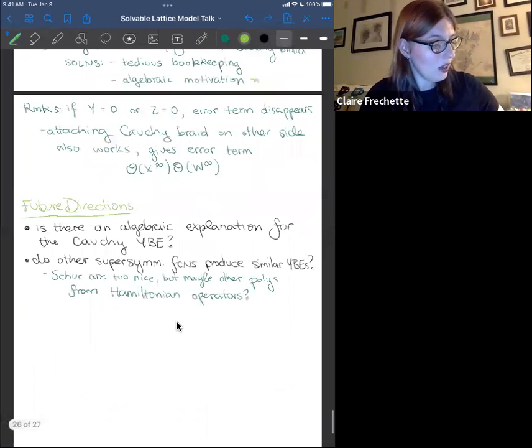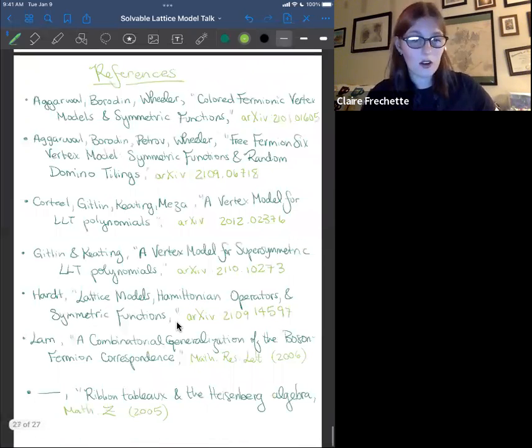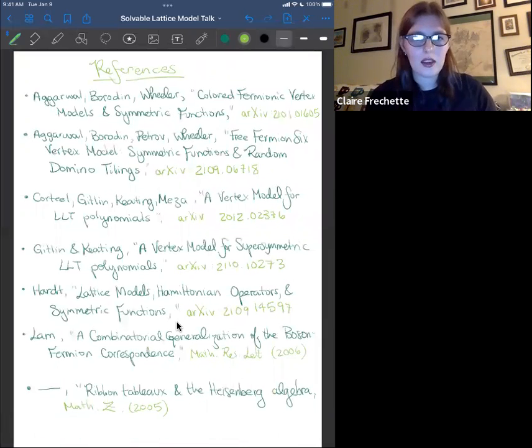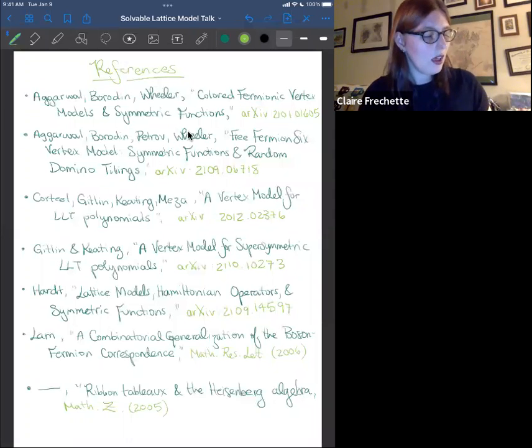So I'm going to end there. I've got a page of references. If you're curious about the arXiv numbers for most of these, I'll make sure to add them in. Oh, nope, I've got the supersymmetric one here already. Perfect. This is the supersymmetric function paper that Slava had mentioned in his question.